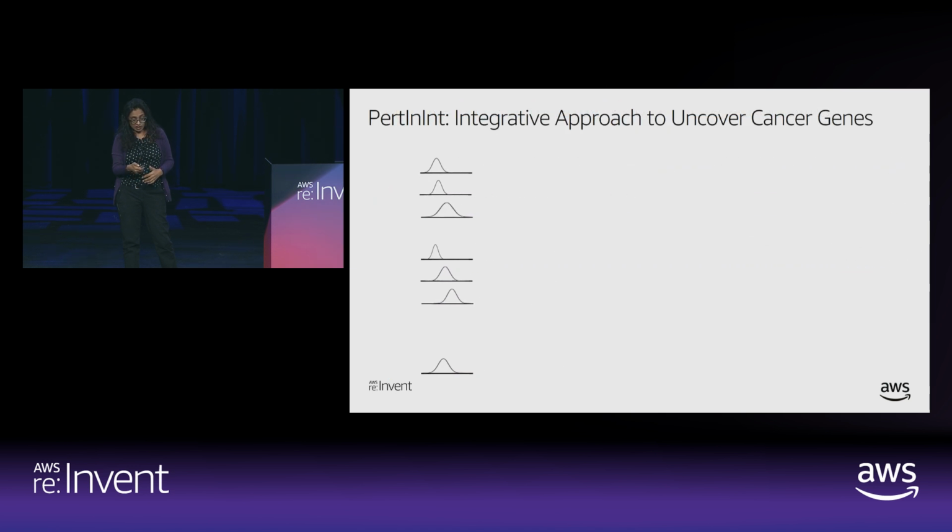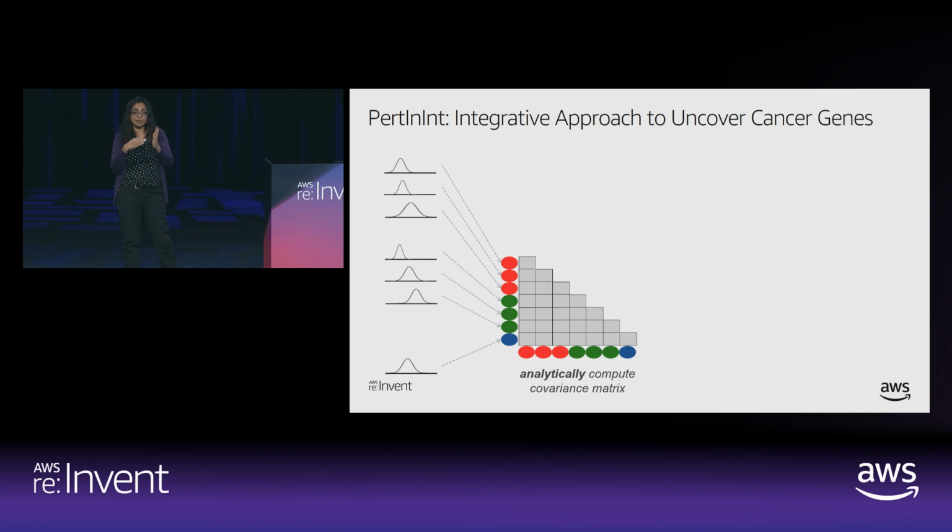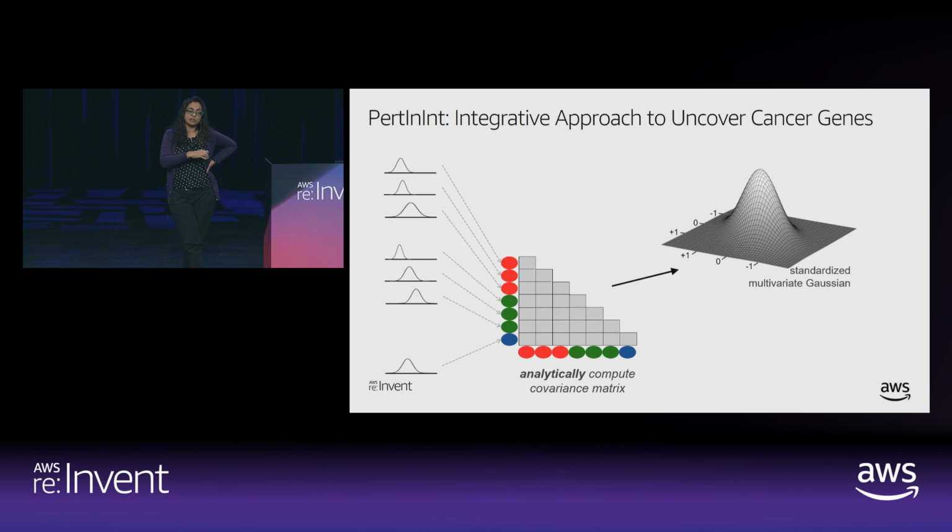So it turns out that we can put all this information together, and we have a method that we developed that analytically computes this covariance matrix that tells you how you would expect these things to covary. And then we can use this all within a framework where we model it as a multivariate Gaussian. And we ask, where does our mutational pattern fall with respect to this Gaussian? And so we combine these z-scores.